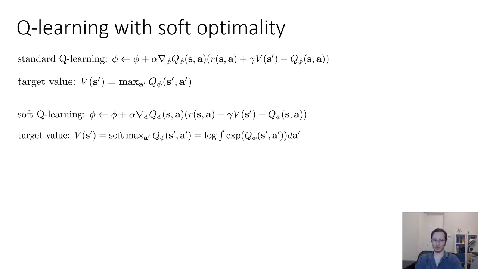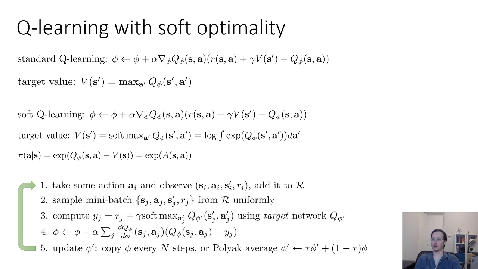And I would encourage you to do this as an exercise if you want to get more familiar with this material. The policy that you recover in soft Q-learning is given by the exponentiated advantage rather than being the greedy policy. And this policy can be shown to be the solution to the corresponding variational inference problem. So the resulting soft Q-learning algorithm looks very similar to the algorithms that we saw before.